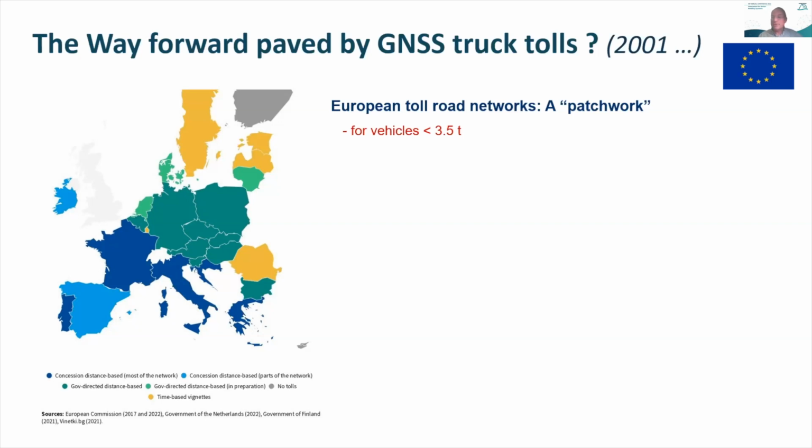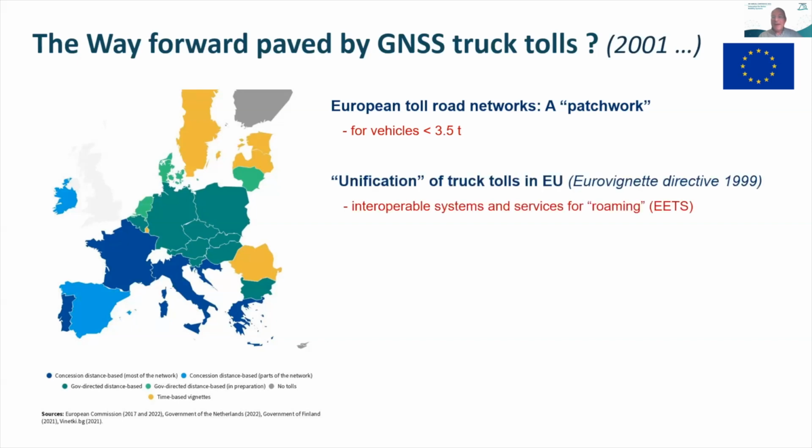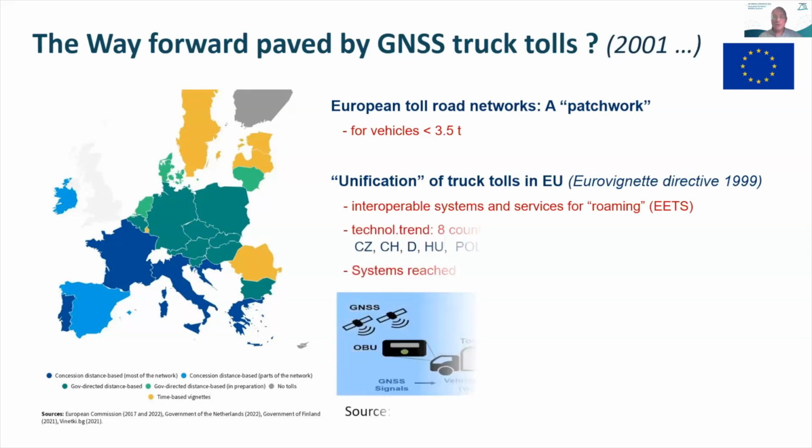In Eastern Europe, it's a bit different. But we see, since the introduction of the Eurovignette directive in 1999, you have truck tolls, which are a very coherent approach, much more coherent than for cars. You have interoperable systems, and you have even services. It's like a roaming service for trucks. This is the EETS, European Electronic Toll Service.